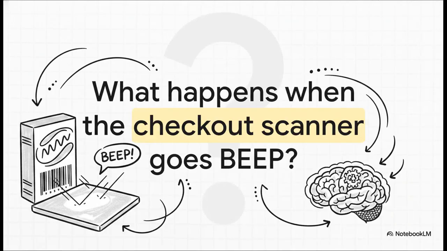Have you ever wondered what actually happens when the checkout scanner goes beep? You just grab a box of cereal, wave it over a little glass plate, and boom, instantly the system knows exactly what you bought and exactly how much it costs. Okay, let's dive into this, because the technology making that everyday magic happen is surprisingly elegant. It's actually wonderfully simple to understand when we just peel it back layer by layer.